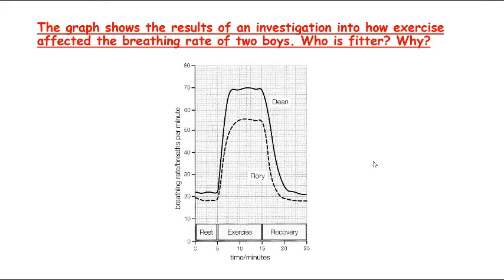Now, this is a typical question where it shows an investigation into how exercise affects the breathing rate of two boys. So we have Rory and Dean, two big mockers. We've got them here at rest, then they exercise, and then we've got their recovery time, which was the time it takes to go back to normal. At rest, if we break this down into different steps, we can see that Dean breathes more times per minute than Rory. During exercise, both boys' breathing rate increases, but Dean's increases by way more than Rory's. Afterwards, when they stop exercising, Rory's breathing rate goes back to normal quicker. So he's got a shorter recovery time.